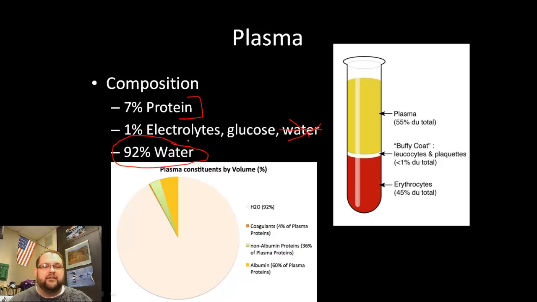Large component protein, very little dissolved stuff in there as far as the composition goes. So much less than we would originally think.